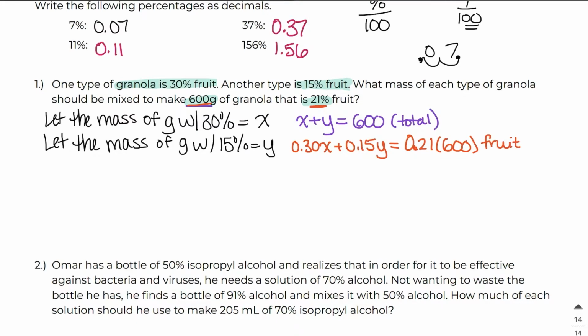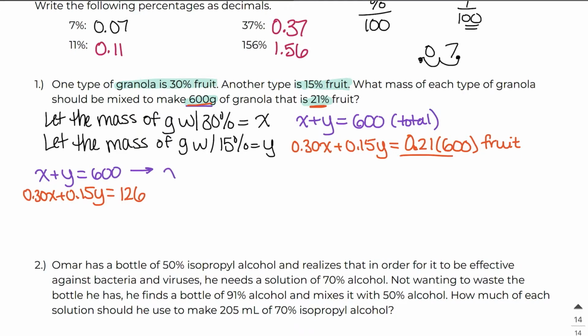Okay, so I'm going to rewrite these equations here. I've got x plus y equals 600. And then over here, I've got 0.30x plus 0.15y equals 0.21 times 600. I would multiply 0.21 by 600 and I would get 126. Now that I've set up my equations, I can use substitution, elimination, whatever I prefer, in order to solve this. I will use substitution this time just to change it up, because I think the last time I made a video I used elimination.